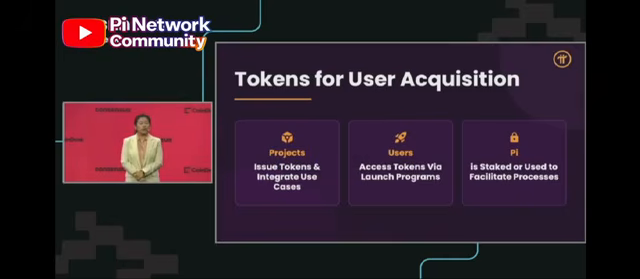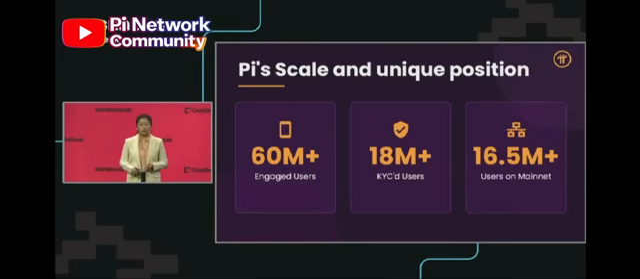So how does it work? In Pi Launchpad, projects issue tokens and integrate their tokens into their products. Users can access those tokens through Launchpad and afterwards DEX and AMM. And Pi, as a currency and a platform, is staked and used to facilitate and orchestrate the whole process.